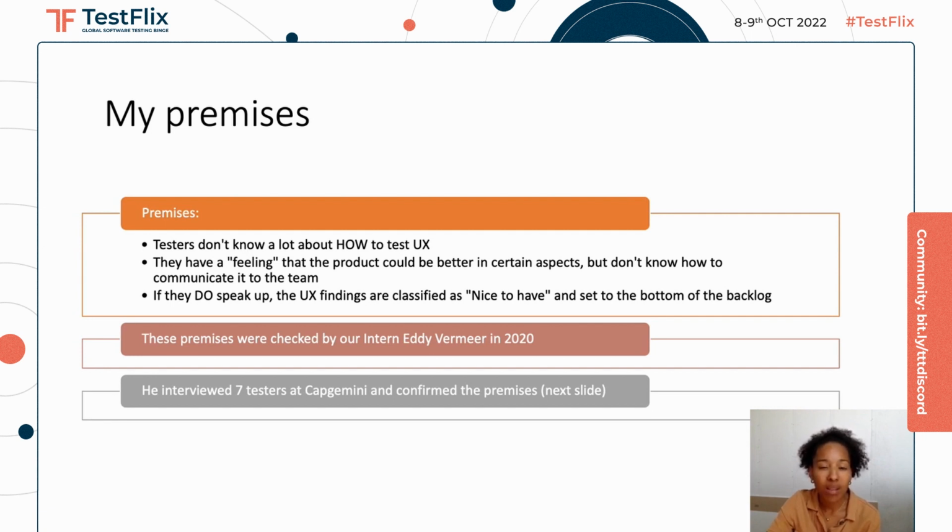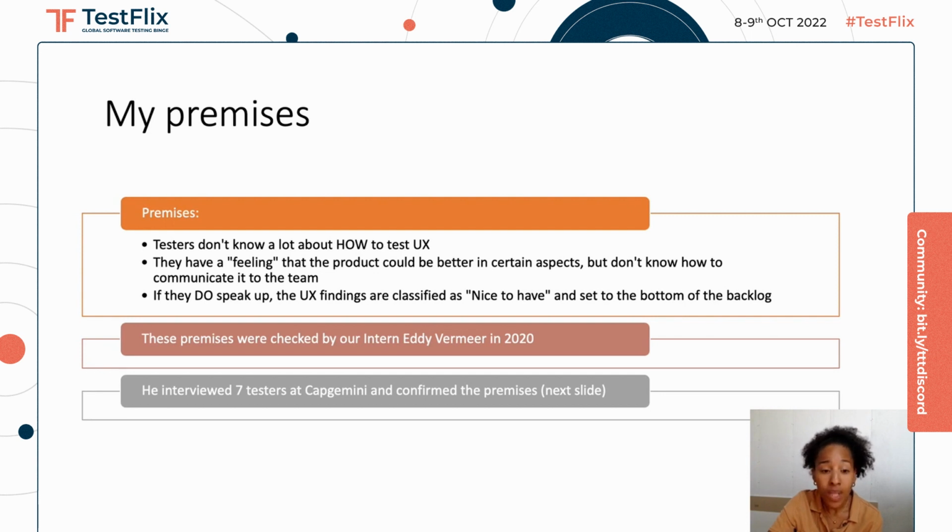But also, they sometimes, of course, see that something is not very usable or user-friendly, and they go back to their team and want to tell them, but they don't know how. You can't say, hey, this is a feeling I have, I don't like it, we should do it another way. So it's hard for them to communicate why it is a problem. And also, if they do speak up, the findings are classified as nice to have, so eventually they're not picked up anyway. So testers, and even I, stopped caring about usability, or stopped bringing in those bugs, because eventually it will become nice to have and sit on the backlog and never be picked up.